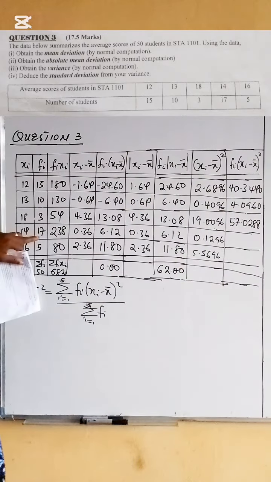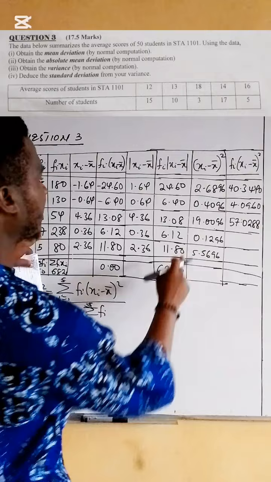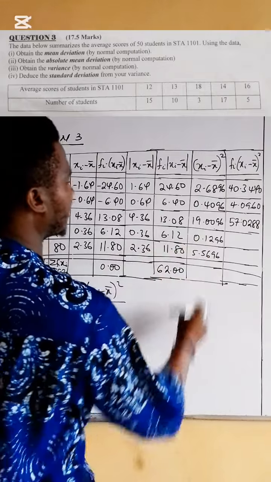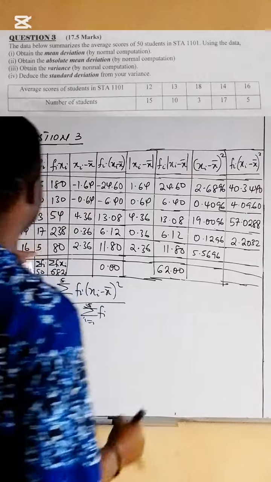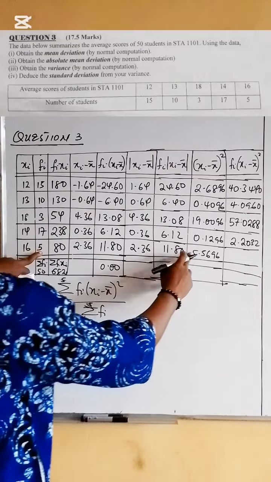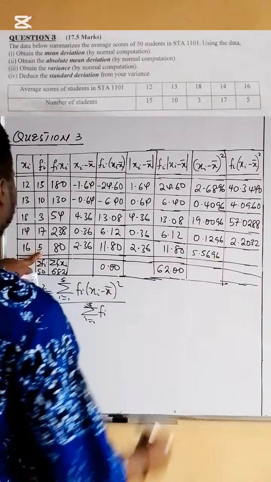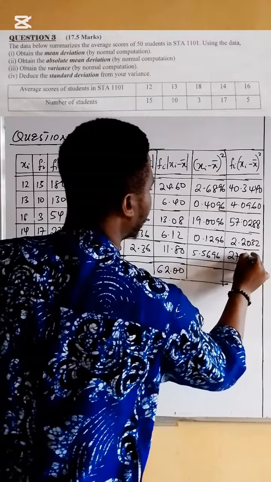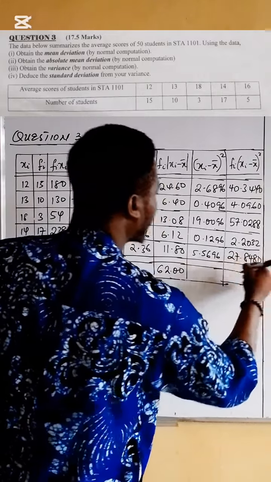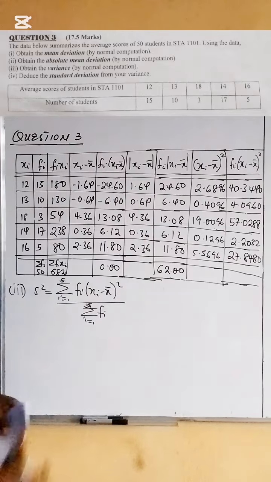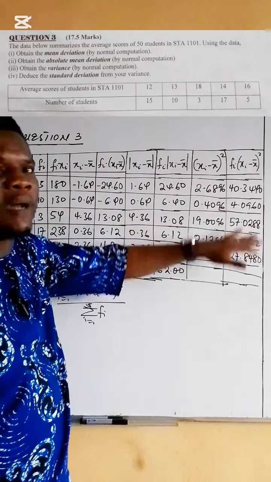Okay? Then comes 17 times 0.1296, 2.2032. Then 5 times 5.5696, 27.848. Okay? You have to add a 0 to make it uniform. Now, please add all these values.